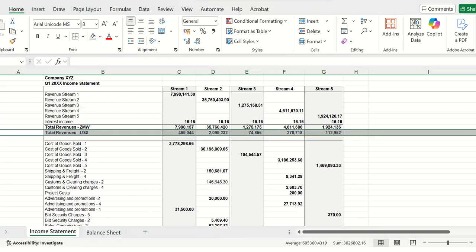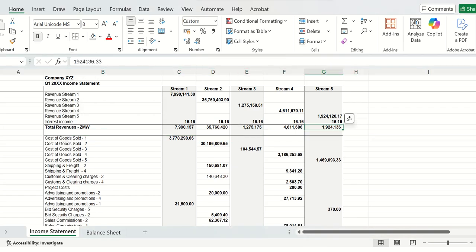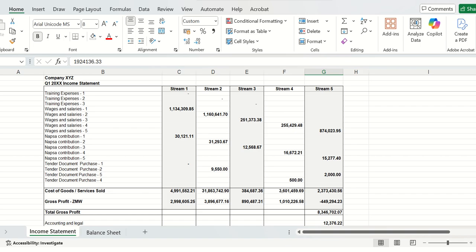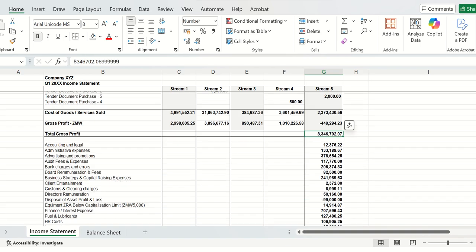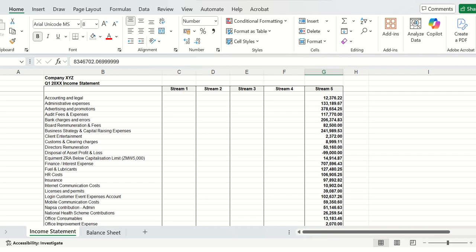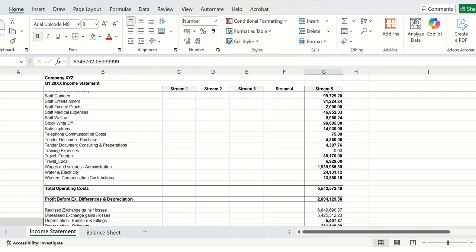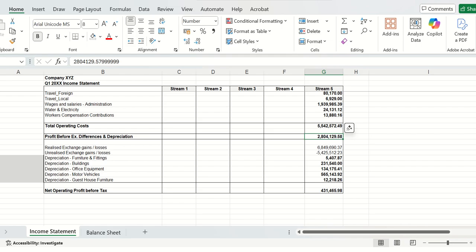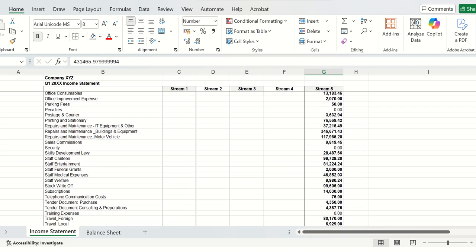In those 5 revenue streams, we have what the total revenue is of all of them. Then we have what the total direct costs are, giving it a gross profit of that amount. And we have all the line items going all the way down until you come to what is considered the operating costs, profit before exchange differences and depreciation. And then once applied, the unrealized and realized gains and losses and depreciation, we come to a net operating profit of that amount. And so this is what we see as a normal type of accounting.